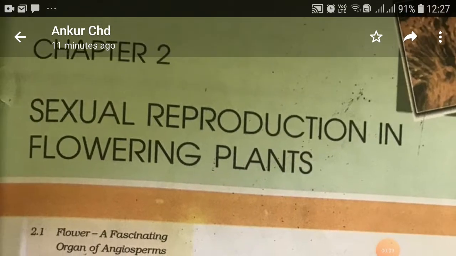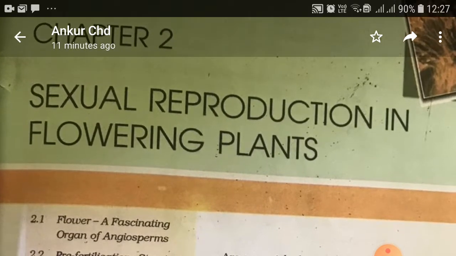Good afternoon, students. Today we'll start with the second chapter of biology, that is sexual reproduction in flowering plants. As you are all aware, flowering plants are the angiosperms, and the structure responsible for the reproductive parts is the flower. We call this flower the reproductive shoot of the flowering plants. A flower is a modified condensed shoot specialized to carry out sexual reproduction in higher plants.